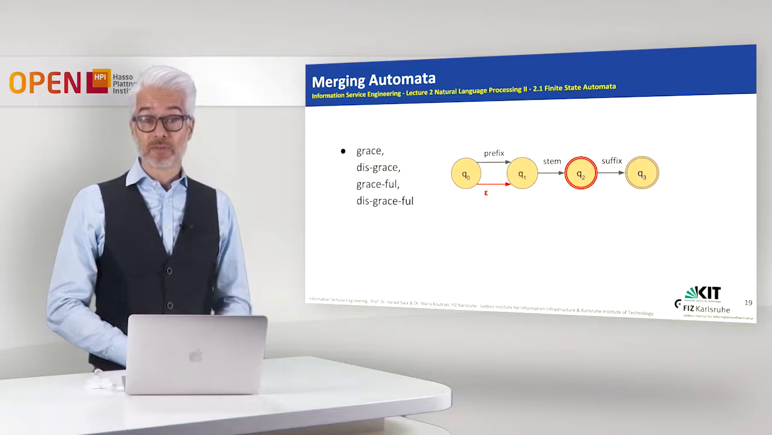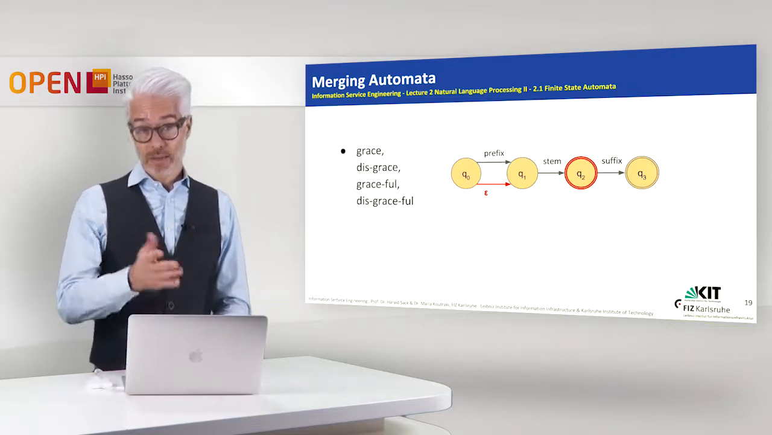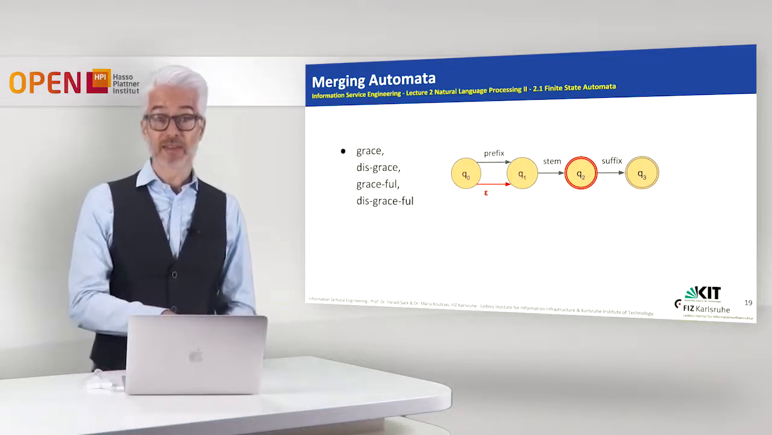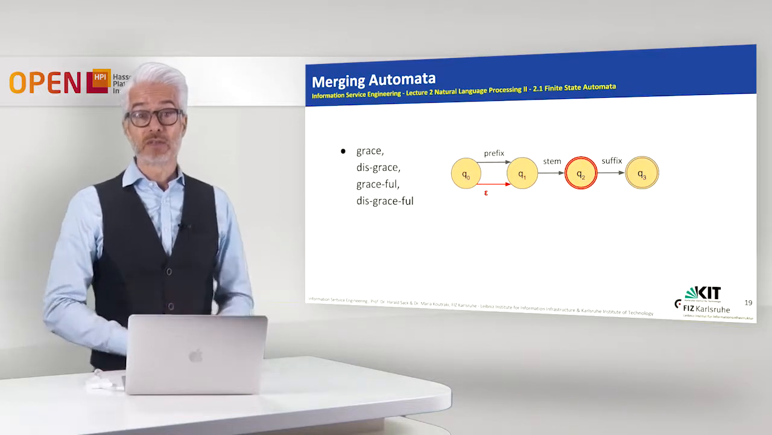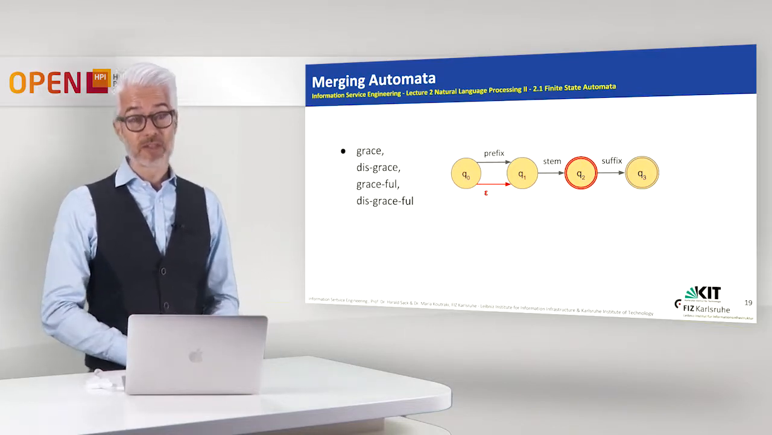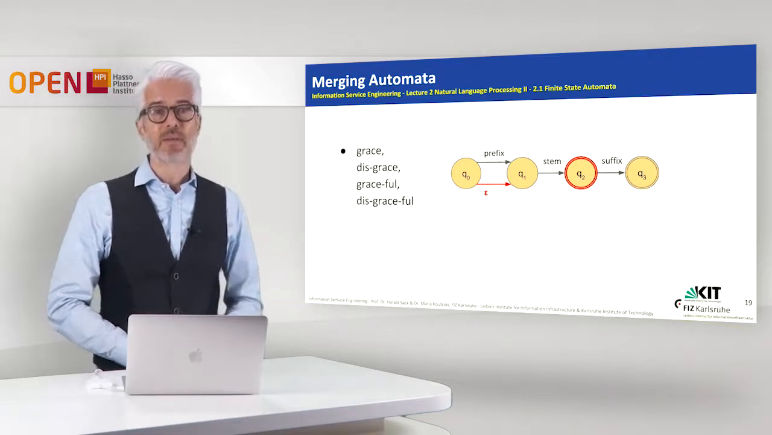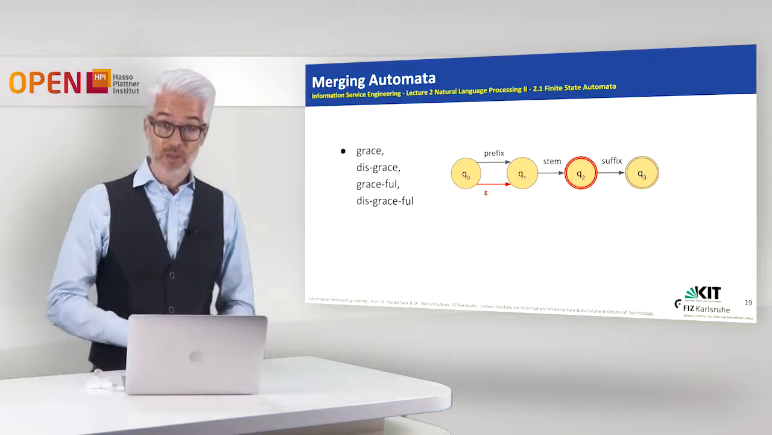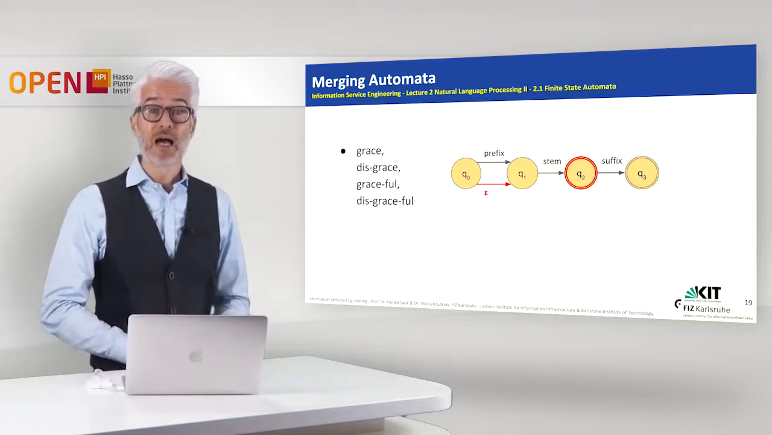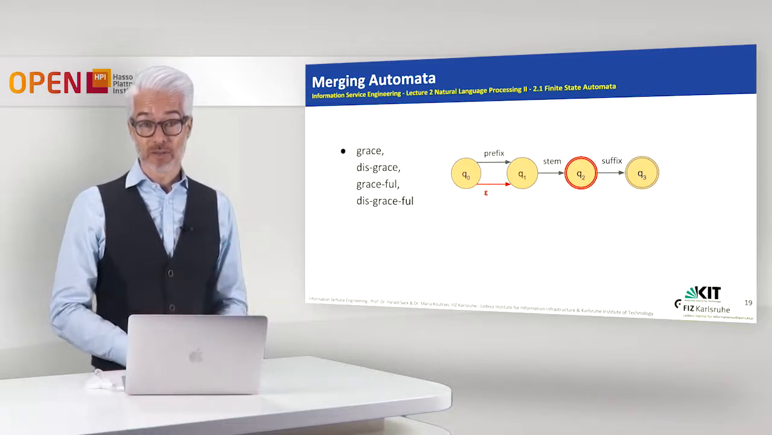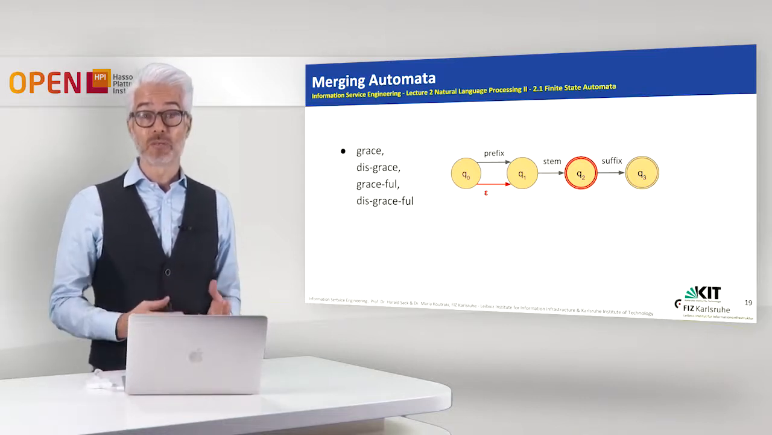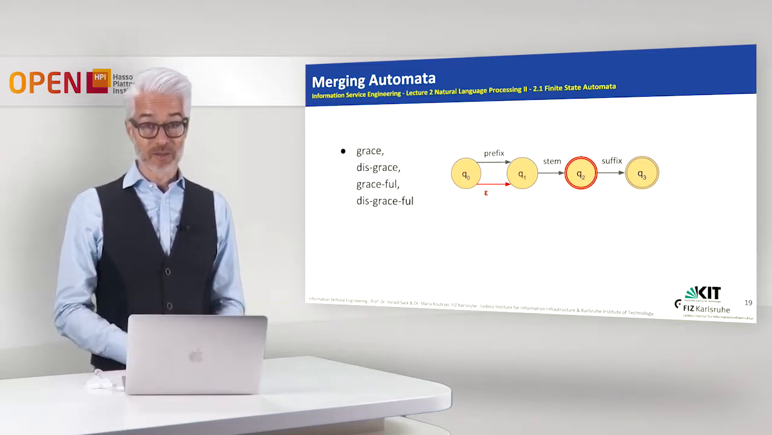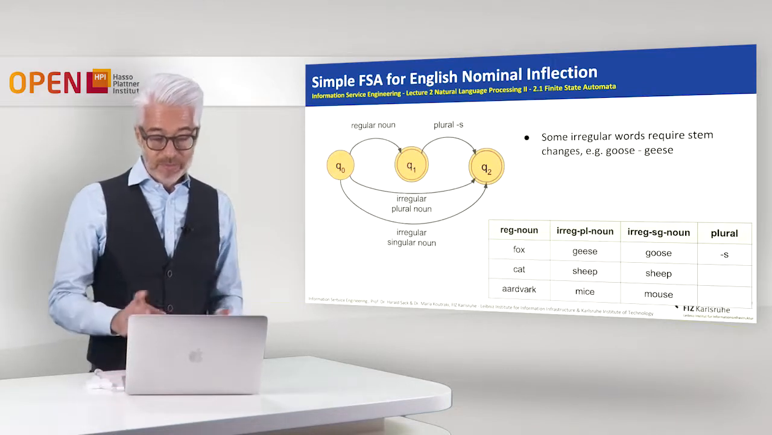Then there comes a stem for disgrace or disgraceful. For grace alone, we had first the epsilon transition and then the stem. Then we already are in Q2, which is an accepting state, which says for grace, for example, okay, we're done. But in cases like disgraceful, where a suffix follows, we go to Q3. So you see, I can combine all these automata and merge them into one non-deterministic finite state automaton.